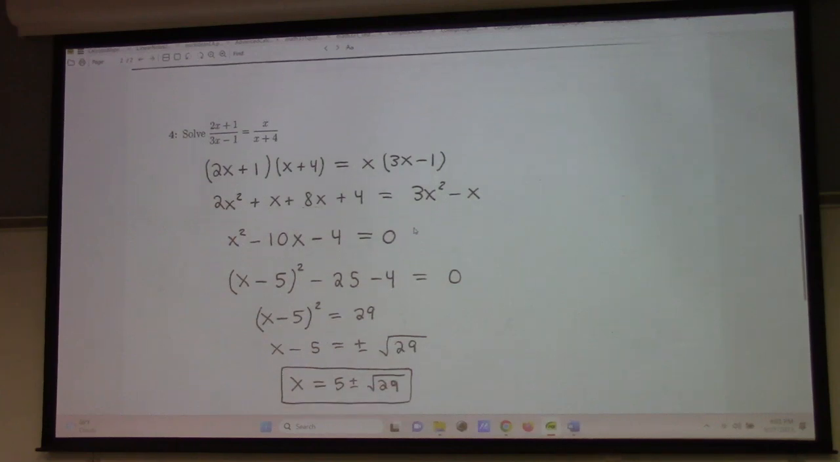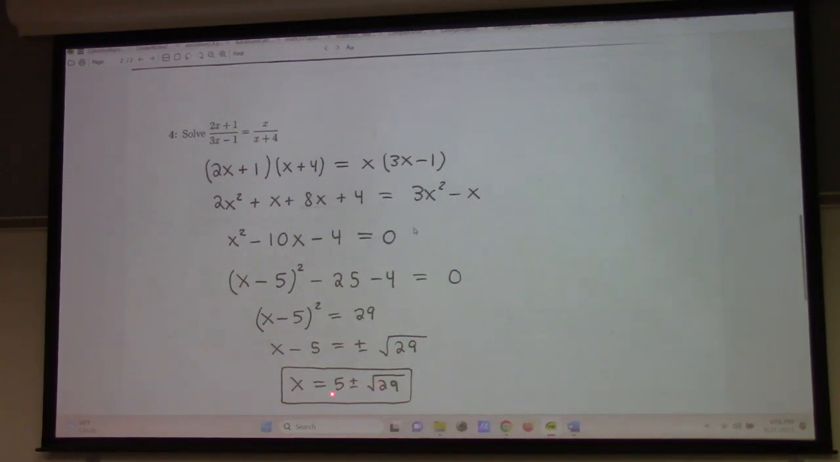So problem four is not a book problem. This is one I made up, which means completing the square might happen. Indeed it did. I cross multiply, multiply it out, collect terms, and get a quadratic, x squared minus 10x minus 4. This does not factor nicely, so I have to complete the square, and when I do that, I get my solutions, x equals 5 plus or minus root 29.